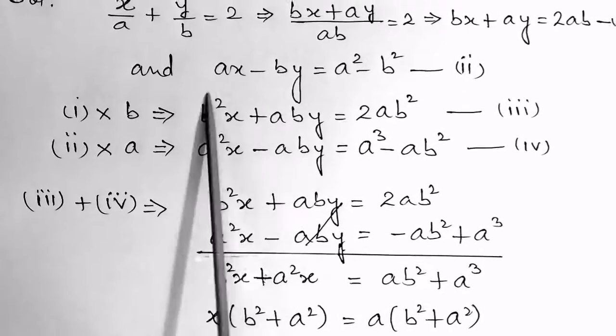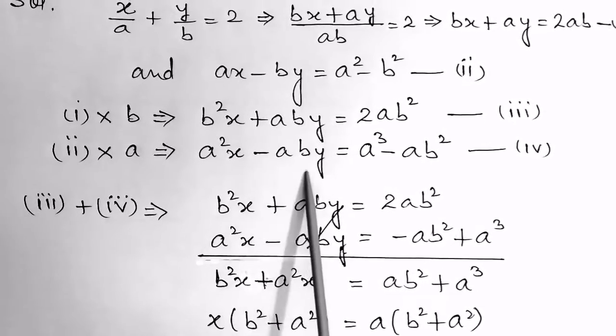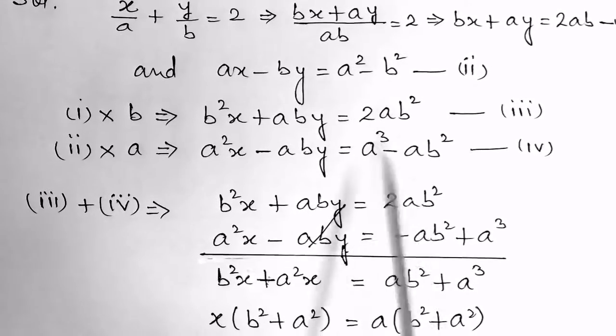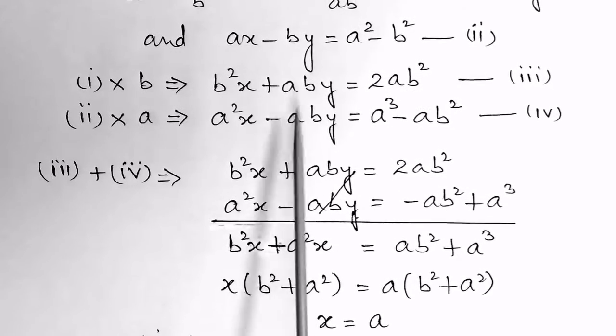Similarly, multiply second equation by a. So we get a square x minus aby is equal to a into a square will be a cube minus ab square. Now, signs of these equated coefficients, they are different.